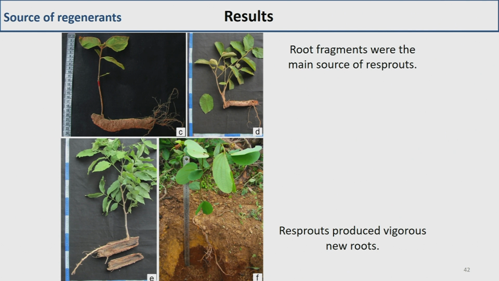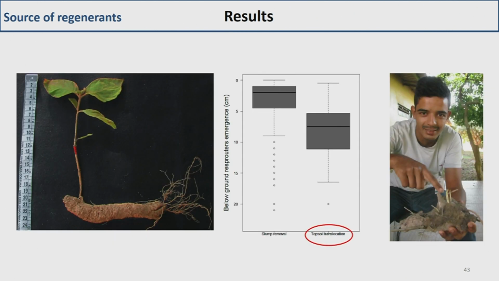The sprouts produced vigorous new roots, reaching the rich native soils. Resprouts emerged from the first 20 centimeters of deposited topsoil. The red mark shows the resprout emergence point in the soil.